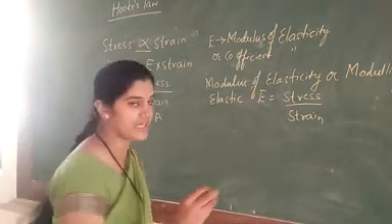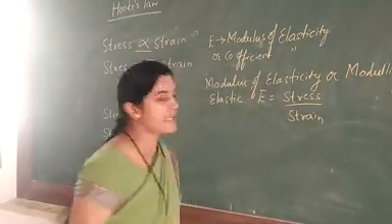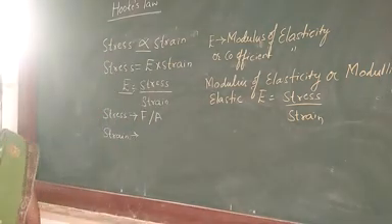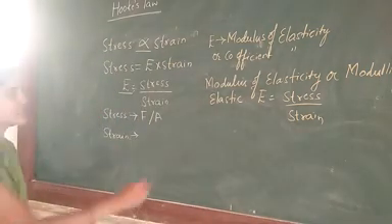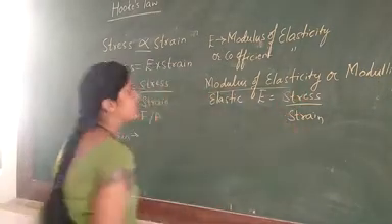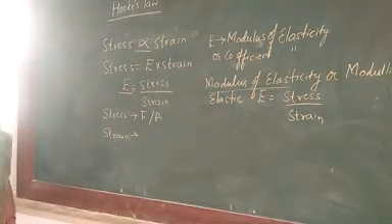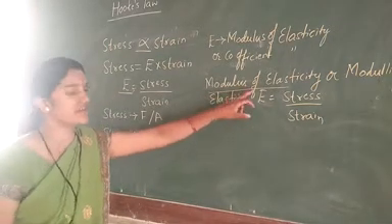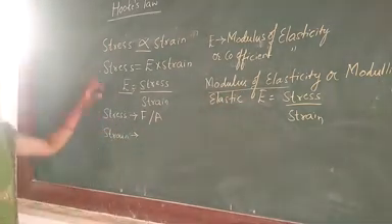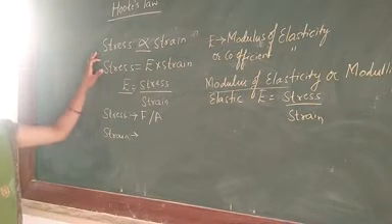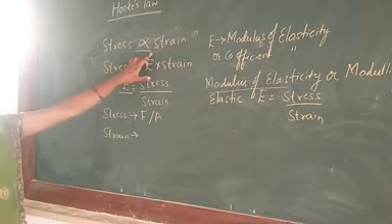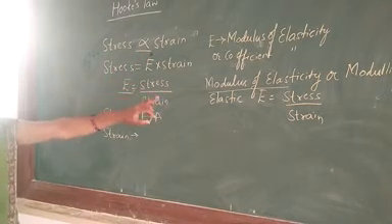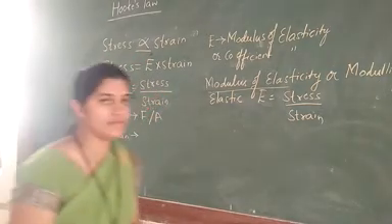Now next here we are studying the definition of this. E is equal to what we are getting here? Stress by strain. This is the definition of the modulus of elasticity. This modulus of elasticity depends upon Hooke's law. If you know the Hooke's law definition, we can easily define the modulus of elasticity. According to Hooke's law, stress is directly proportional to the strain. And in the modulus of elasticity, we take E is equal to stress by strain.